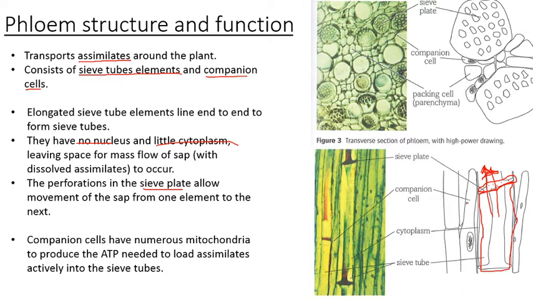The companion cells, these guys, their job is 100% having lots of mitochondria. Generally, that's all you need them for, to have loads of mitochondria to produce loads of ATP. And we'll come to that when we talk about translocation later.